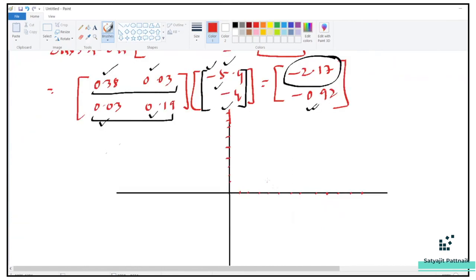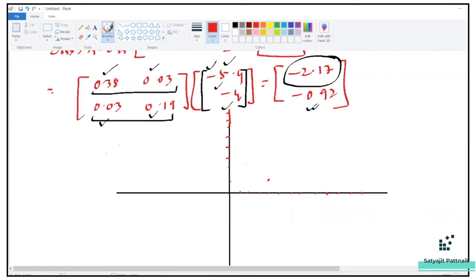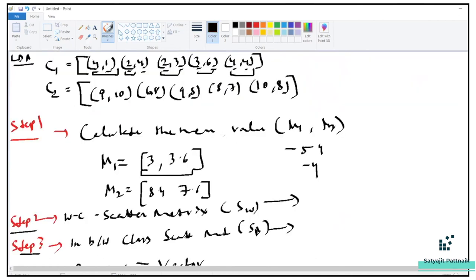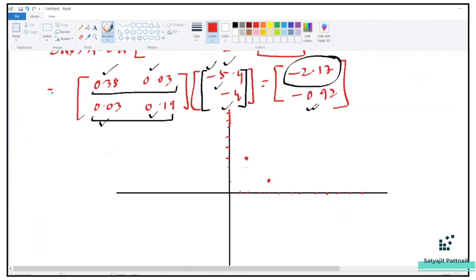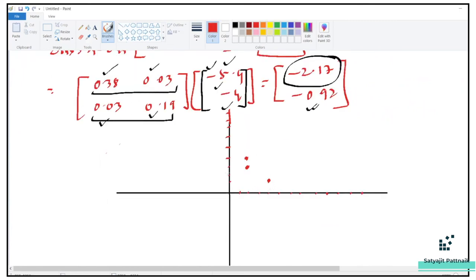How does 4.1 look like here? 2, 4, somewhere here. Okay. 3, 2, somewhere here. 3, 6, 3. 1, 2, 3, 4, 5, 6. Somewhere here. 4, 4. Somewhere here.